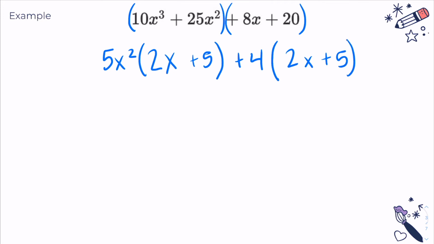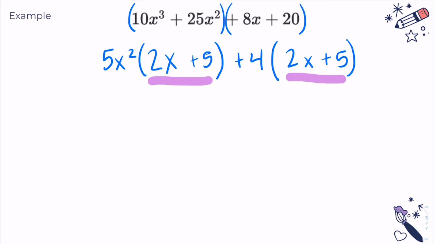What's great about factoring by grouping is we can check ourselves at this point. We must see the same thing in parentheses. If we do not have the same thing in parentheses, we have either made a mistake picking the GCF or we've made a mistake factoring out our GCF of one of our groups.